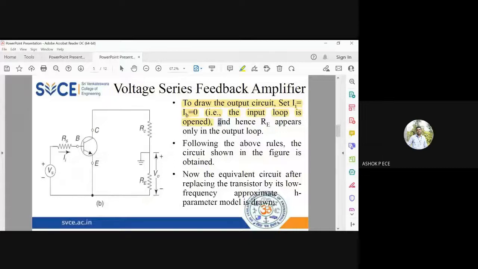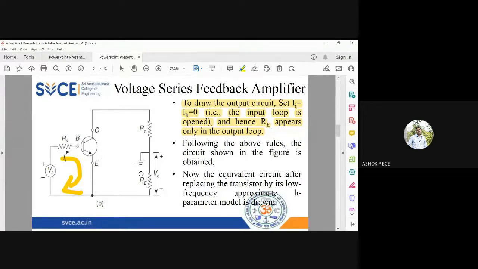So that is how we are going to identify whether RE will appear at the input or output side. Now you see the simplified diagram is drawn considering RE. So I am going to split this diagram into input and output. You see here, input side, there is no RE. Emitter is grounded. Output side, you have RC and VCC, and VCC I'm grounding.